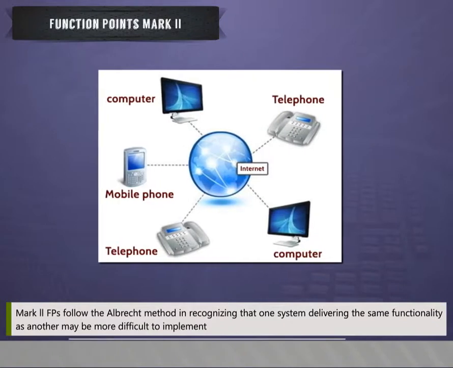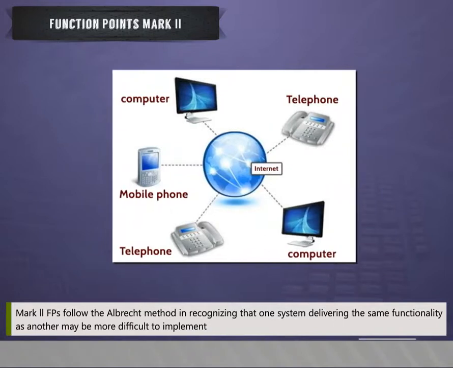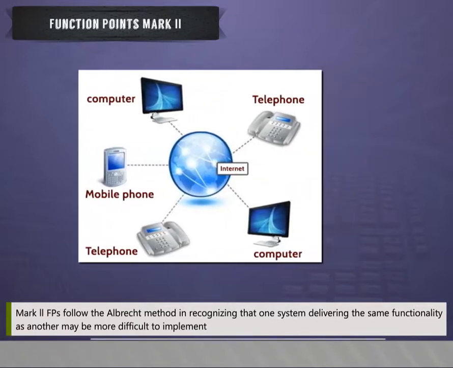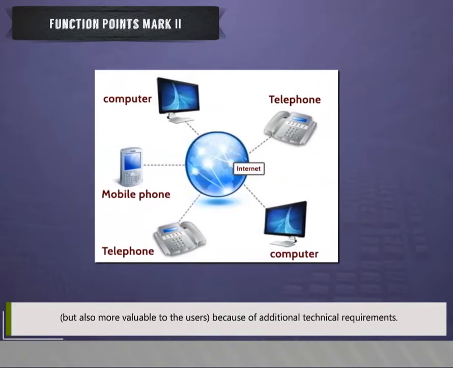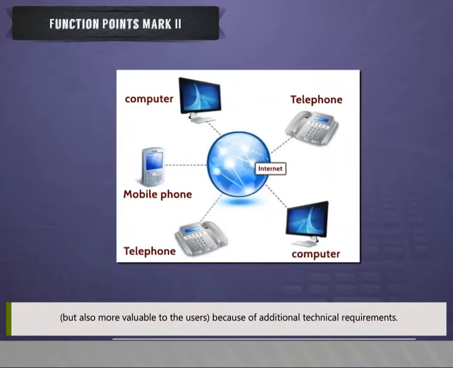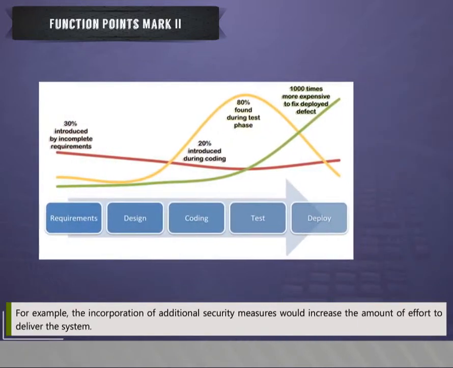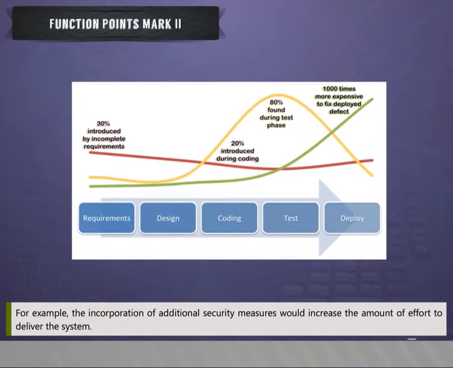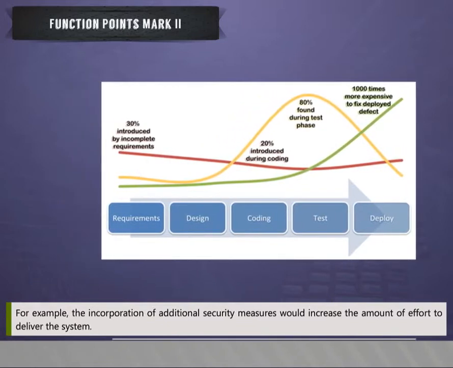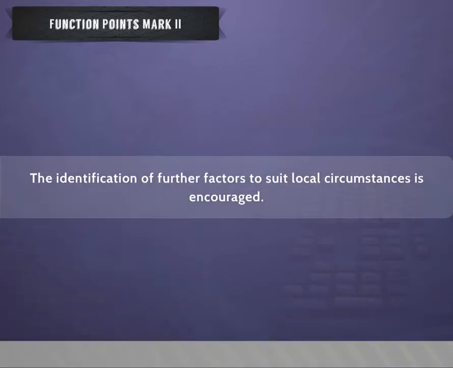Mark II FPs follow the Albrecht method in recognizing that one system delivering the same functionality as another may be more difficult to implement but also more valuable to the users because of additional technical requirements. For example, the incorporation of additional security measures would increase the amount of effort to deliver the system. The identification of further factors to suit local circumstances is encouraged.